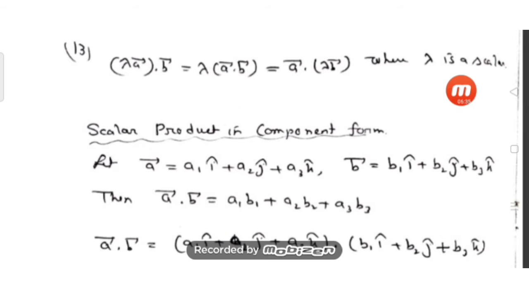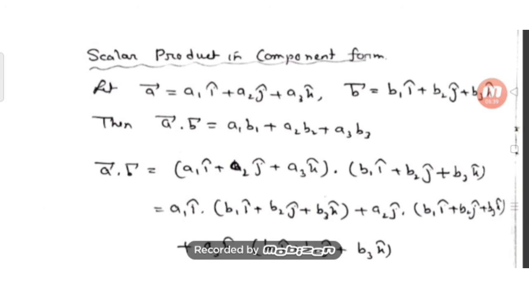Okay, this is the property. I have not given the proof here. Next, you know, already we have discussed the component of a vector. That means we know all vectors can be written in the component form.